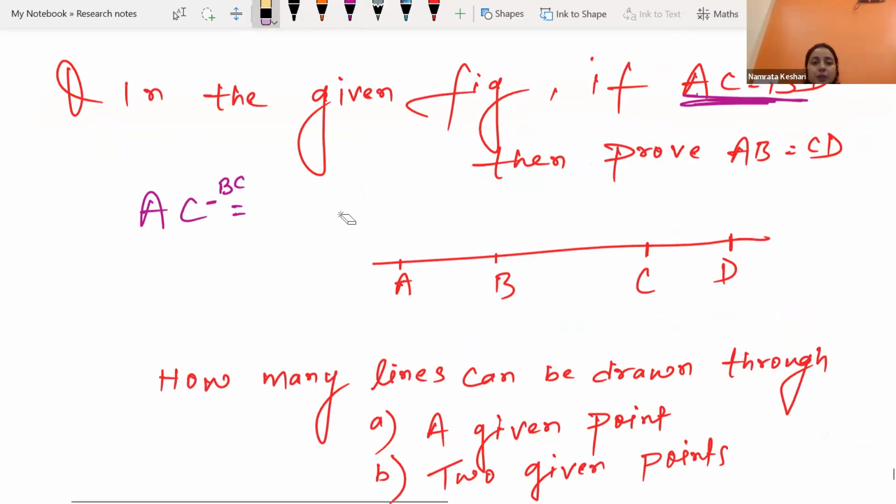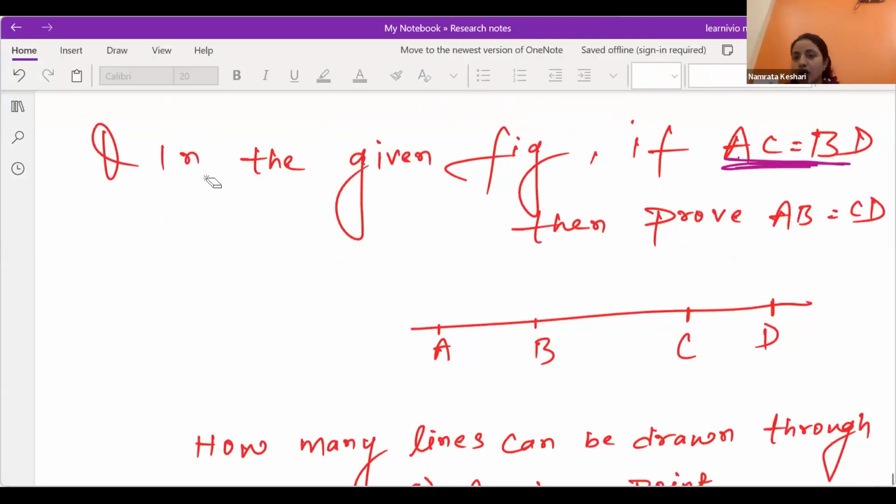Please tell me the next one. Anyone having any doubt over here? The proof part, which I was just now explaining. No, ma'am, can you show it again? Yes, sure.